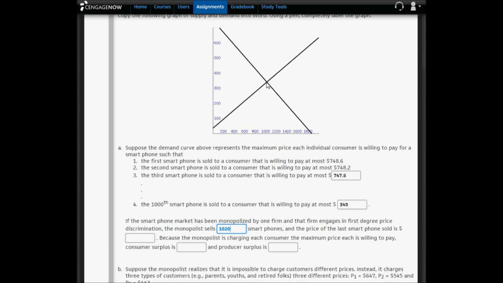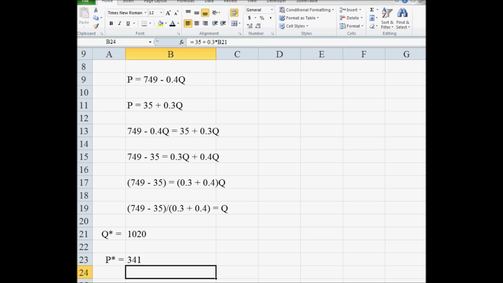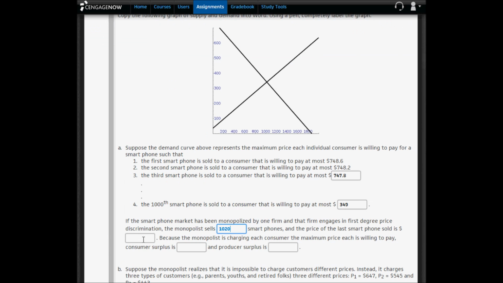If I plug this into the supply curve, or I plug it into the demand curve, I'll get the price of the last smartphone sold. I plug this quantity into the demand curve and I get $341. If I plug it in the supply curve, I get the same thing, $341. So the 1020th customer will pay a price for a smartphone equal to $341. Because the monopolist is charging each consumer the maximum price each is willing to pay, consumer surplus is zero.